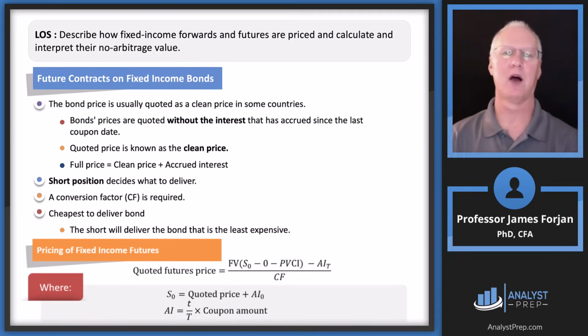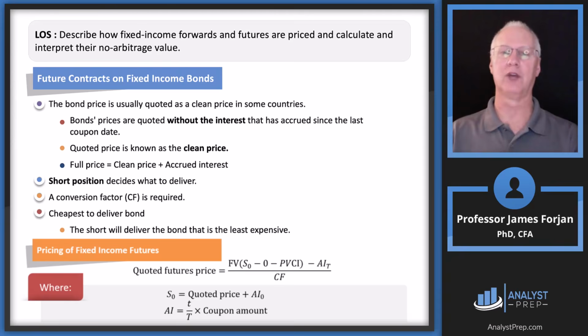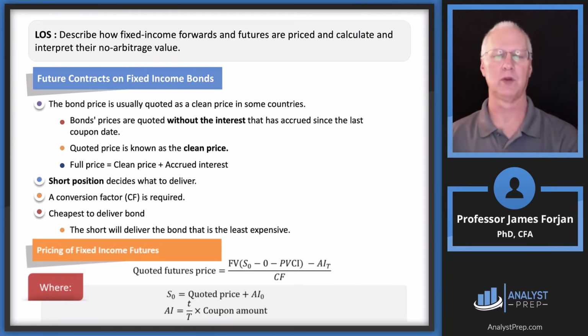How about futures contracts on fixed income securities? Well, we're going to do this in a very similar manner. However, we need to make sure that we distinguish between the price with and without interest. The quoted price is known as the clean price. The full price is known as the clean price plus the accrued interest. So if we're not given that accrued interest, we probably need to go ahead and compute it.